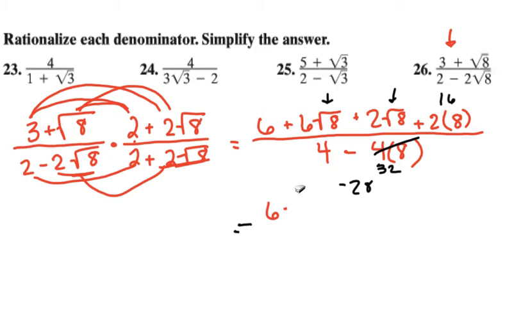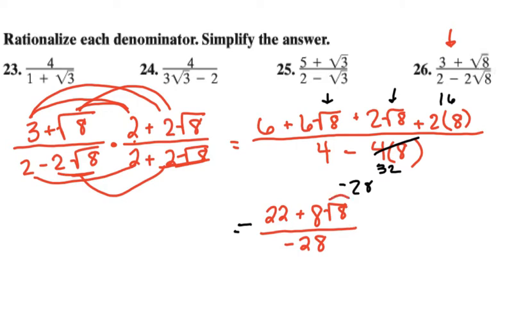Let me erase that. Here, we have 6 plus 16. That's where I wanted to go with that. 6 plus 16 is 22, plus 6 root 8 plus 2 root 8 is 8 root 8, and then all over negative 28.